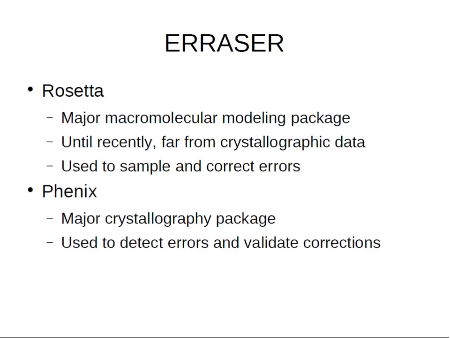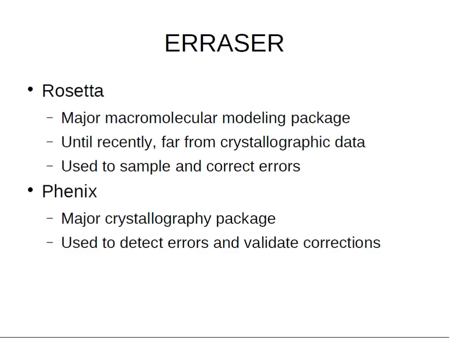Phenix is a major crystallography package, and Phenix is used to detect where the errors are and validate that the errors have been corrected. Another way to look at it is Erraser itself runs as part of Rosetta, but it fits into the Phenix pipeline of taking your data from your crystal data all the way to your finished model. One other point, it actually involves three packages, and the third one is MolProbity, because neither Rosetta nor Phenix would know how to detect errors without MolProbity.